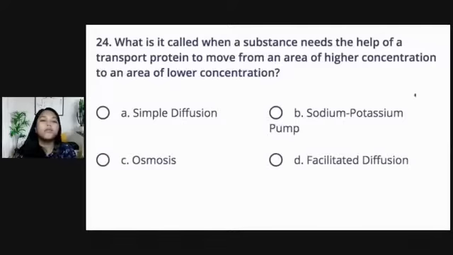Okay, number 24. What is it called when a substance needs the help of a transport protein? Ito yung pinaka-hint nyo dyan, no? May help ng transport protein to move from an area of higher concentration to an area of lower concentration. This is letter D, facilitated diffusion. Okay, facilitated diffusion po ang ating hinahanap.